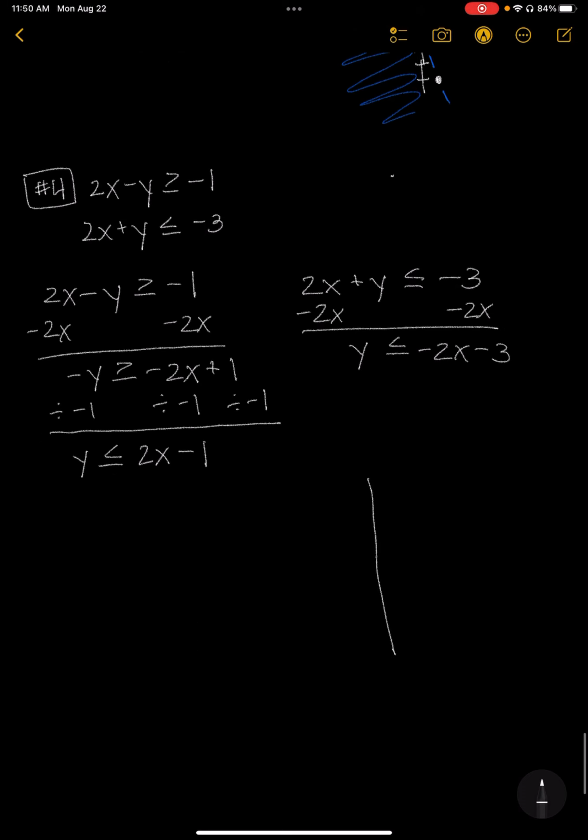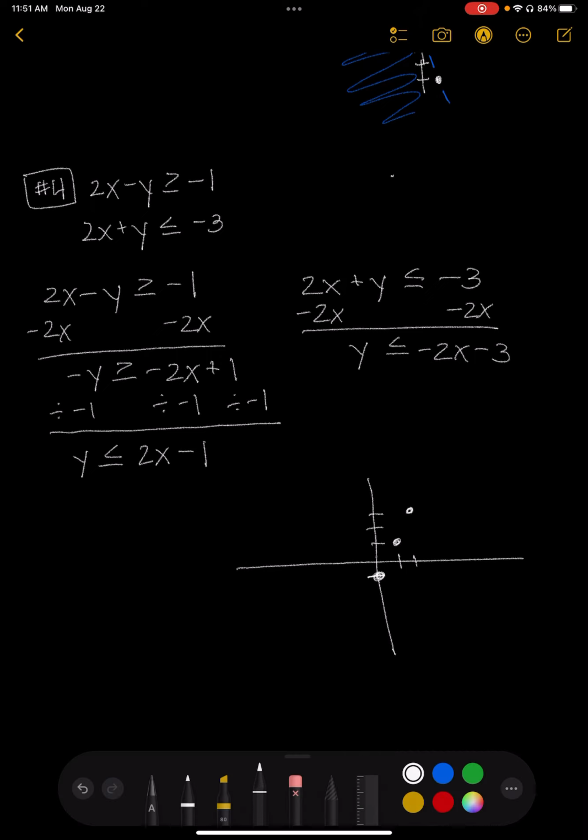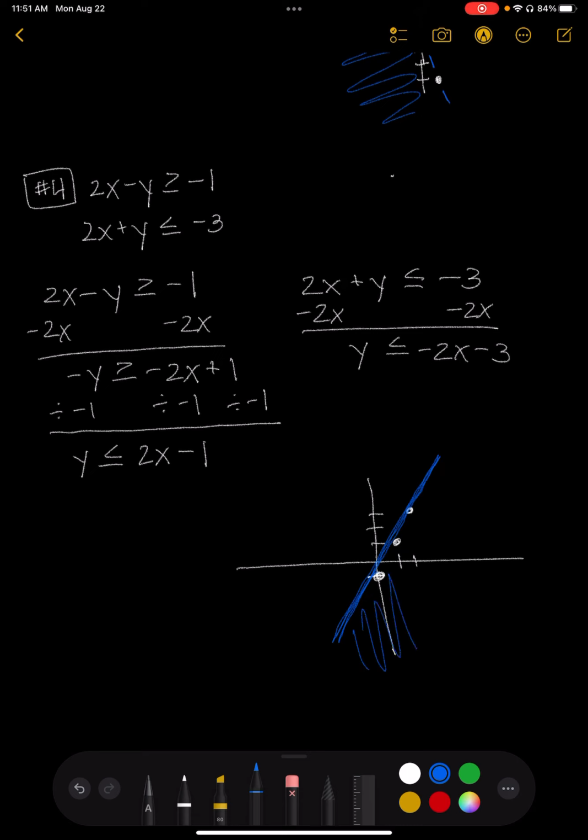Let's draw a graph. All right, so the first equation is y is less than or equal to 2x minus 1. We start with that negative 1, which is my y-intercept. And then the slope is 2, which means I'm going to go up 2 and over 1. Let's do it one more time. Up 2 and over 1. All right, and it's a less than or equal to sign, which means it's a solid line. And less than or equal to, so I'm going to shade below that graph.